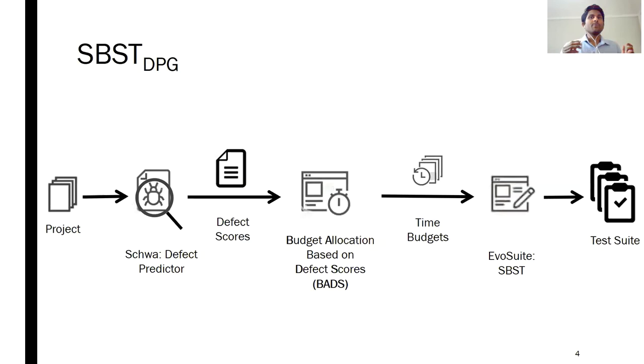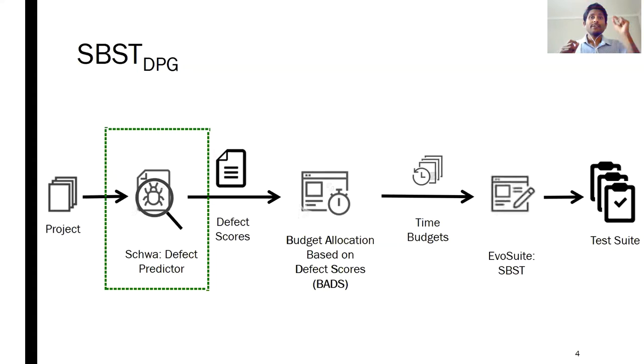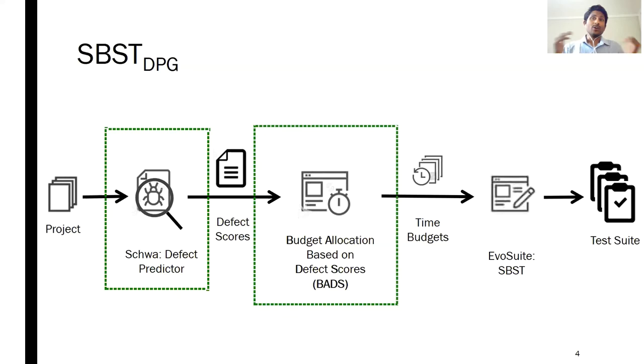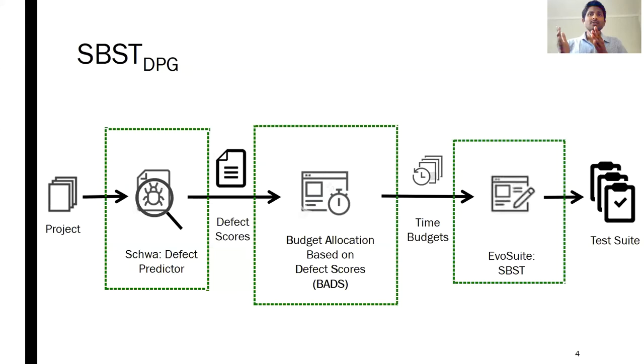We developed a novel approach called Defect Prediction Guided SBST, or in short, SBST-DPG. Here you can see an overview of our approach. In this approach, we use a defect predictor that works at class level, which gives defect scores, or in other words, the probability of defectiveness for each class in a project. Then a module called Budget Allocation Based on Defect Scores, or in short, BADS, allocates a time budget to each of these classes based on these defect scores given by the defect predictor. This way, we give more search resources, in this case the time budget, to the defective classes in the project. Finally, SBST searches for test cases for each of these classes by spending the allocated time budget.